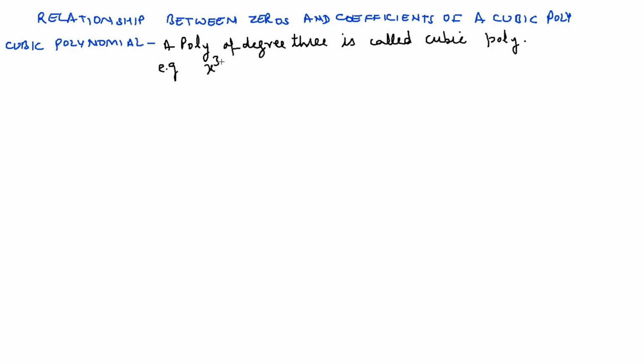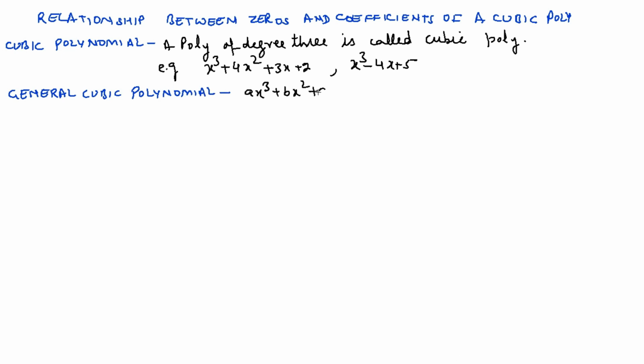I am going to explain the relationship between zeros and coefficients of a cubic polynomial. First, I'll write what a cubic polynomial is. A polynomial of degree 3 is called a cubic polynomial. For example, x cube plus 4x square plus 3x plus 2, x cube minus 4x plus 5. The general cubic polynomial is ax cube plus bx square plus cx plus d, where a is not equal to 0.